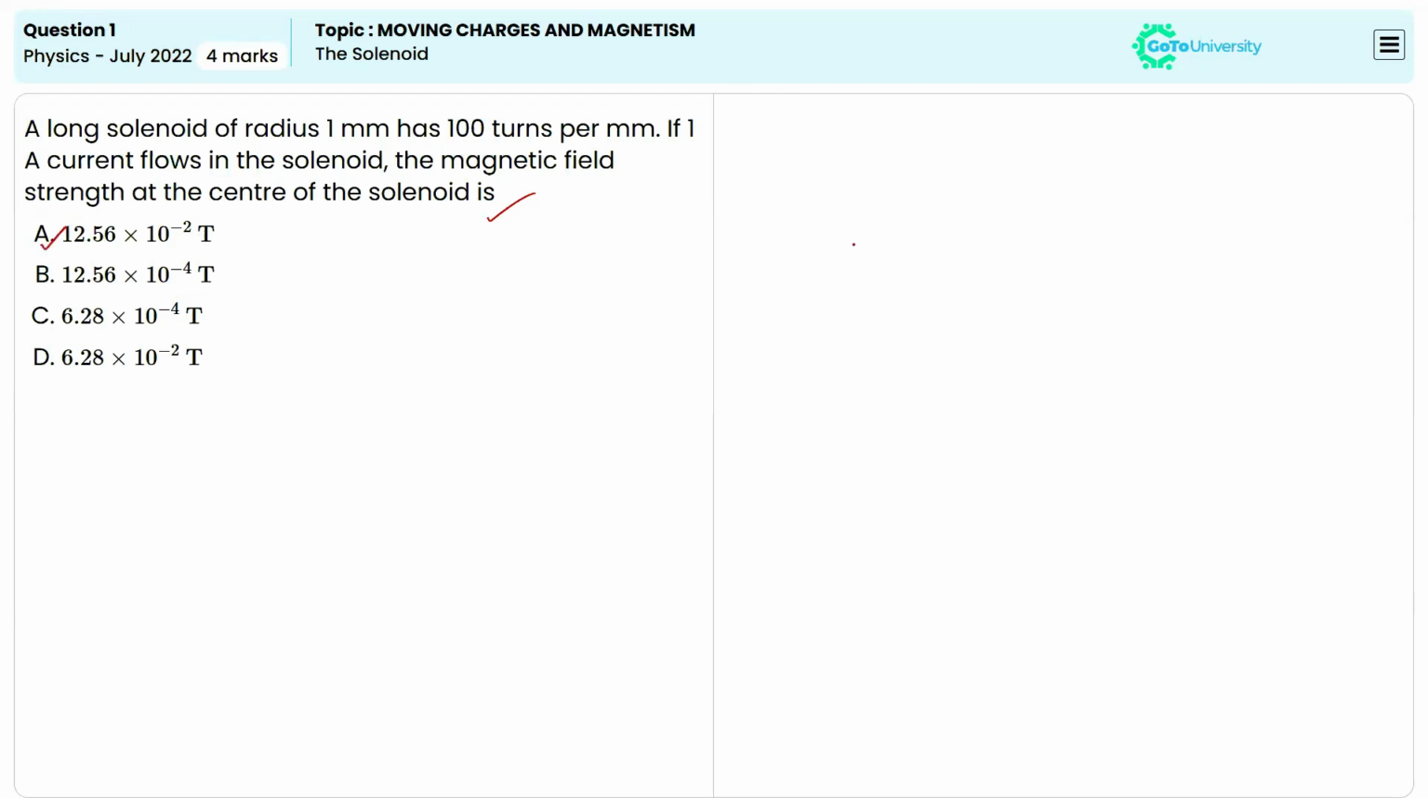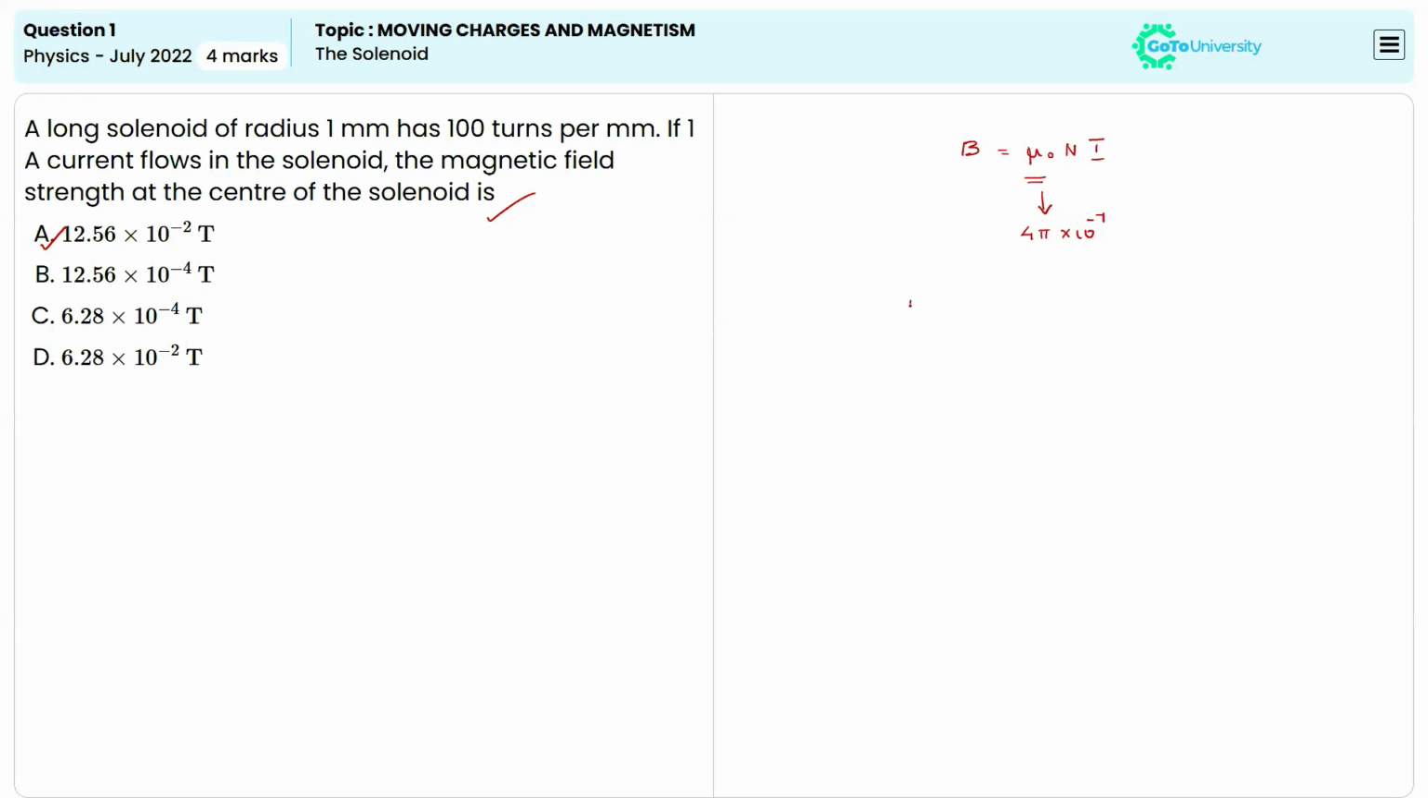Let me solve this question so it will be useful for you. I said already that here we will use the formula B equals mu naught n I, right? Whereas mu naught is the permeability, which is 4 pi times 10 to the power negative 7, and n represents the number of turns. First we have to calculate the number of turns because it is not given in the question.